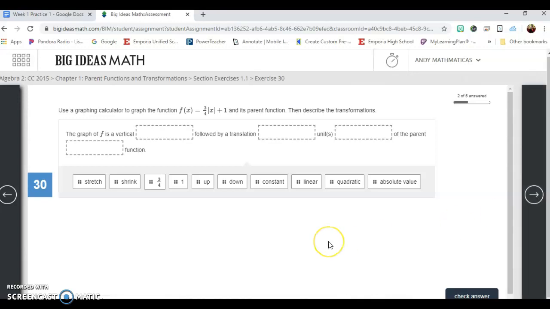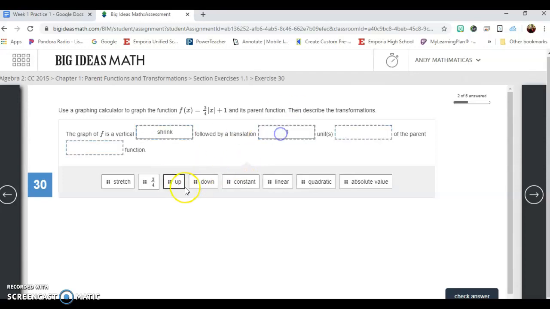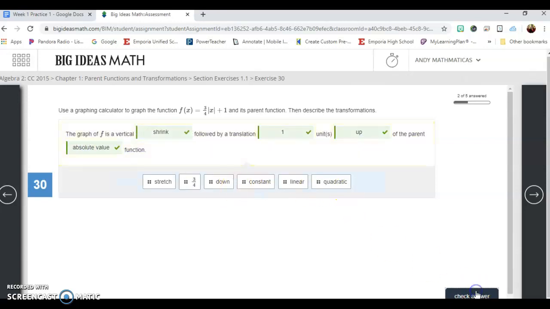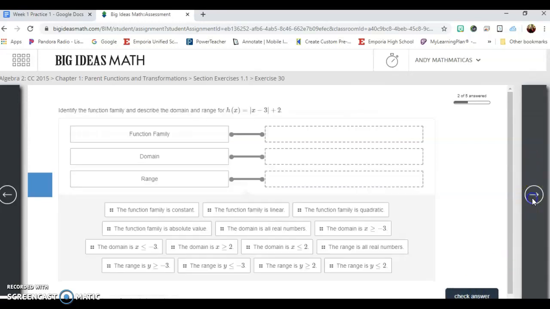And then same thing here on 30. So I would go F is a vertical stretch or shrink. 3/4, remember, is, where'd that go? Oh, my word went over here. And then it's followed by a translation, 1 unit up of the parent function that is an absolute value. And remember, I didn't check my answer on the last one, but you can check your answer. Okay, then again, when you do question 39 and 44, I'm doing 40 just to kind of show you what I would expect. The instructions, I think, are a little bit different, or maybe they're exactly the same, but I just wanted you to see how this was.